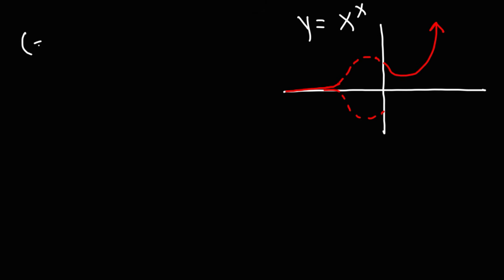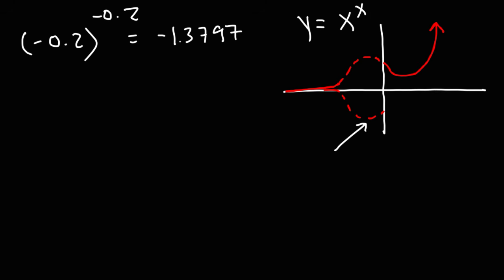For instance, if we plug in negative 0.2 raised to the negative 0.2 into our calculator, this is the value that we're going to get. This is going to be negative 1.3797, and then there's some more numbers. So that's going to be somewhere in this region. So let's say that's this point here.